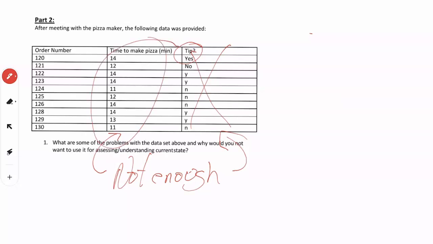Time to make the pizza. Time to make the pizza is continuous data, but what does time to make the pizza mean? Are we talking about the bake time? Are we talking about the build time? Actually, let me do this. Let me bring up an image of our process map to describe further what I mean by what does this time to make the pizza mean?